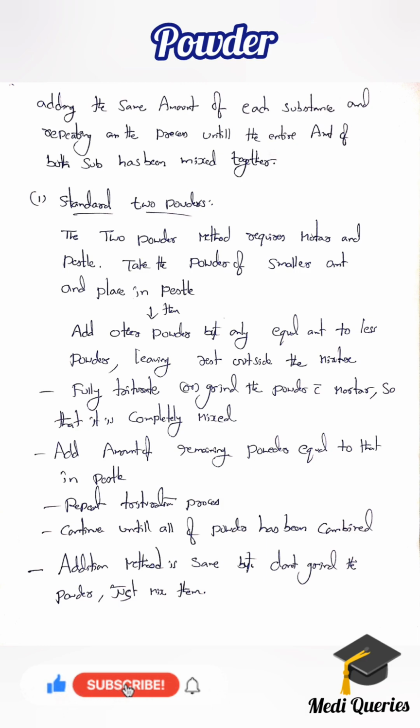Now fully triturate or grind the powder with the mortar so that it is completely mixed, and then add an amount of the remaining powder equal to that in the mortar. Repeat the trituration process like this and continue until all the powder has been combined. In the addition method, the whole process is the same, but here grinding is not there; in place of grinding we will just simply mix.